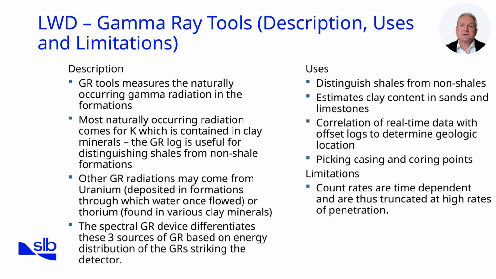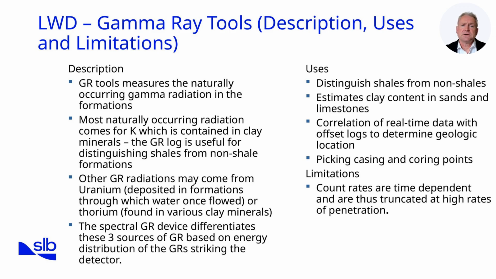Additional contributions to gamma-ray readings may come from uranium, often deposited in water-bearing formations, or thorium, which is also found in clays. Modern spectral gamma-ray tools can differentiate between potassium, uranium, and thorium based on energy distribution. This adds detail beyond a conventional gamma-ray tool, allowing for improved geological interpretation and correlation.